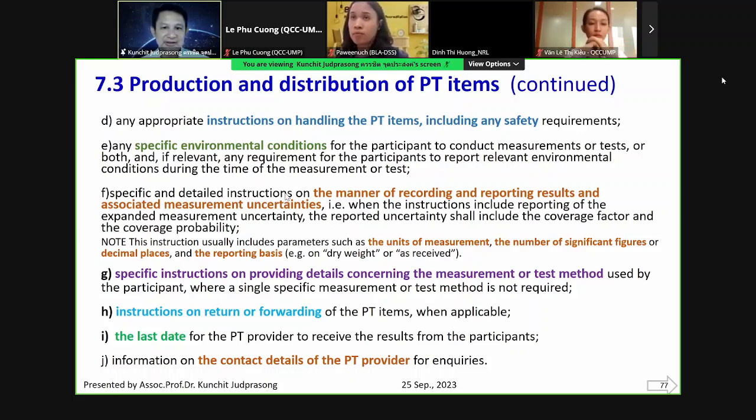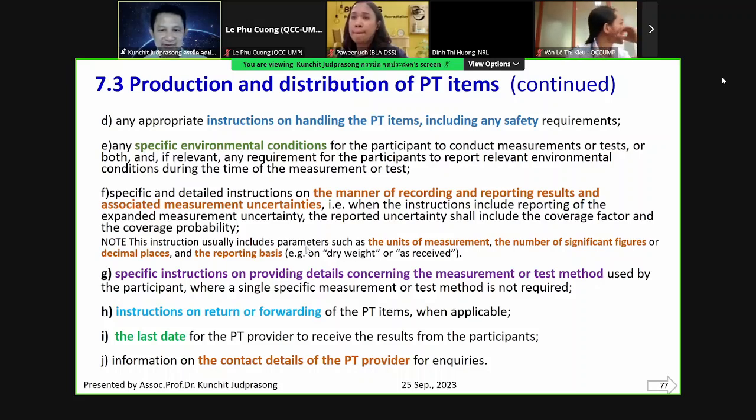Specify the detailed instruction on the manner of recording and reporting results, appropriate measurement uncertainty. So this is in the form of a report form. So you have to prepare and tell everything in the instruction, that okay, you have to report 2 decimal places for this parameter, another parameter 1 decimal place, another parameter no decimal place. So you can tell the participant everything.